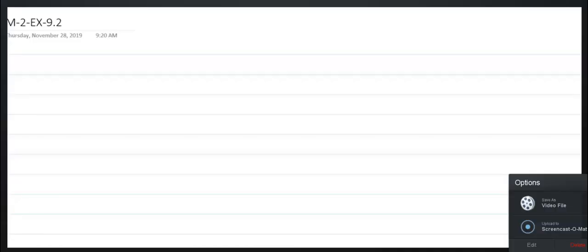Hello friends, this is the last exercise for the M2 11th standard, that is the second exercise 9.2. Only the remaining part is the miscellaneous exercise of the remaining chapters. Now we'll start the exercise 9.2.